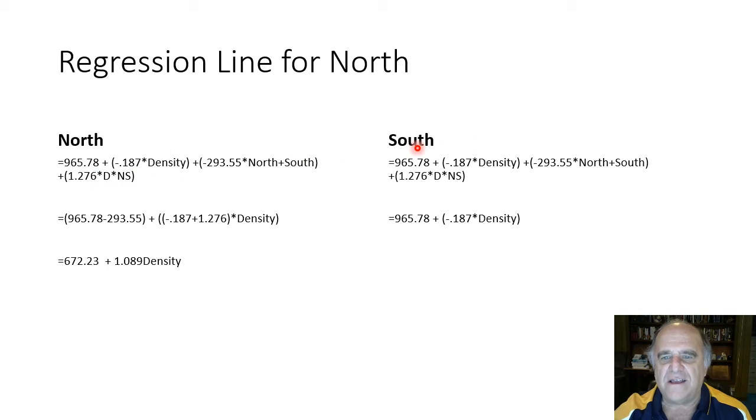On the other hand, south is a 0, so north-south here becomes a 0. So any number times a 0 is just a 0. So this term drops out and this term drops out. And our regression line for the south is just 965.78 plus a negative 0.187 times the density. All right?